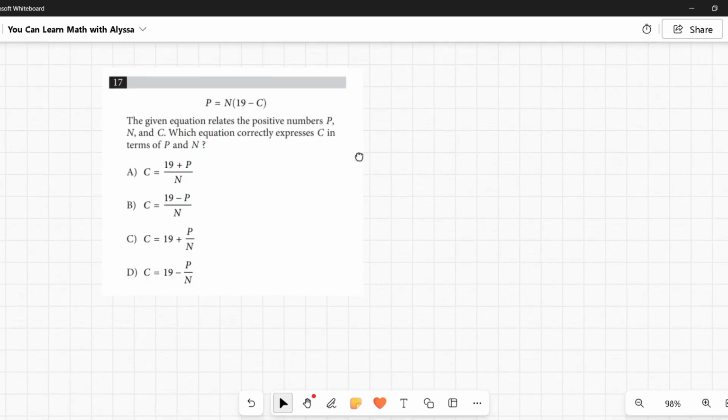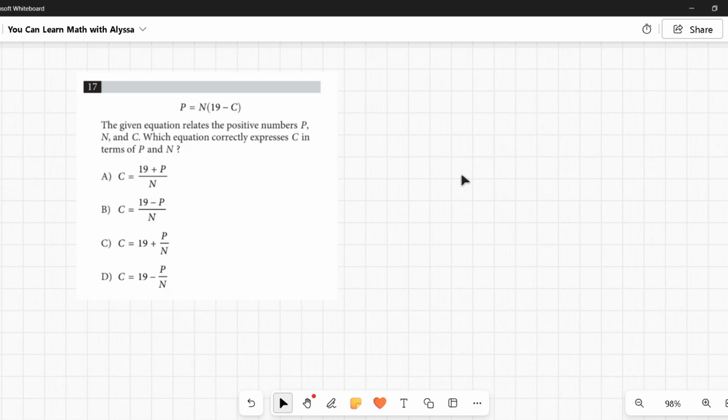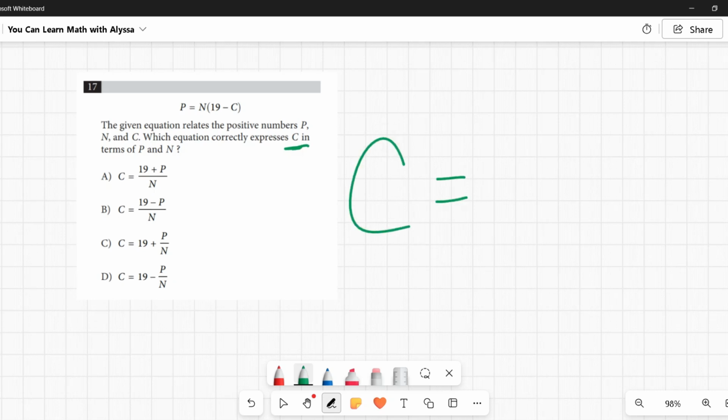Number 17. P equals n times 19 minus c. The given equation relates the positive numbers p, n, and c. Which equation correctly expresses c in terms of p and n? When we say expressing something in terms of something else, it sounds fancy and sometimes looks very complicated. But all they want you to do is, when it says express c in terms of p and n, they want c by itself and everything else over on the other side.